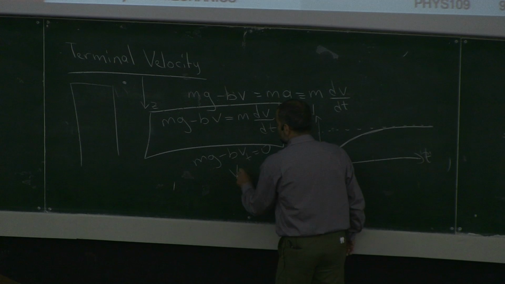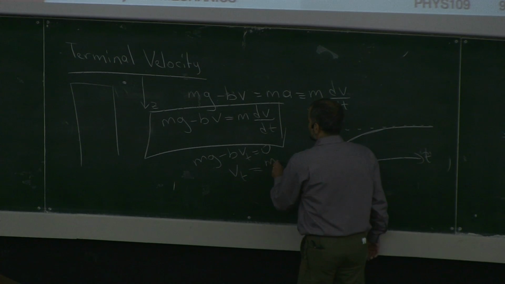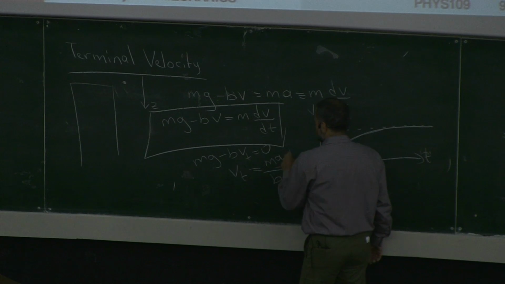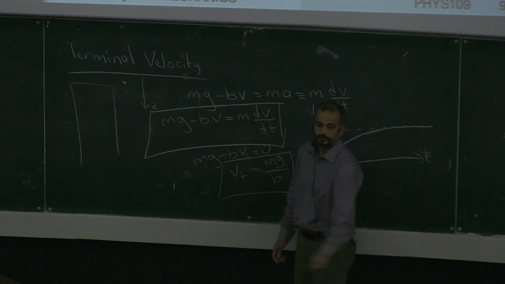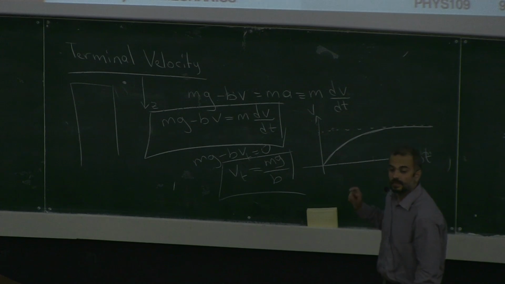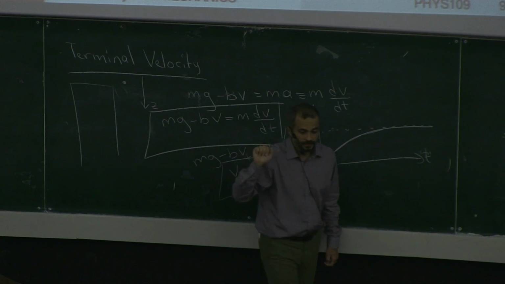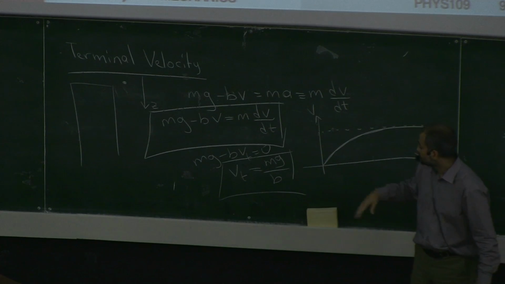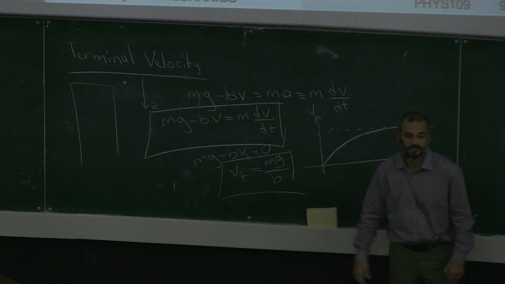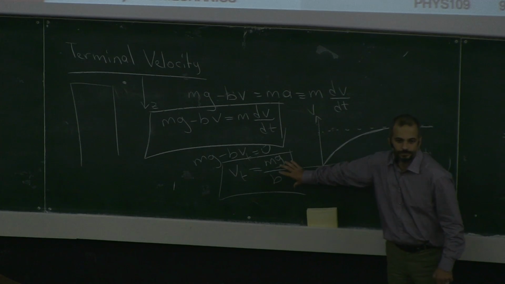So the terminal velocity, in terms of these parameters, is mg over b. Yes, this is the limit speed. This is the limit that the speed of an object that is dropped from rest will reach. This is the limit of its speed. By the way, this is the speed that you owe your life to.